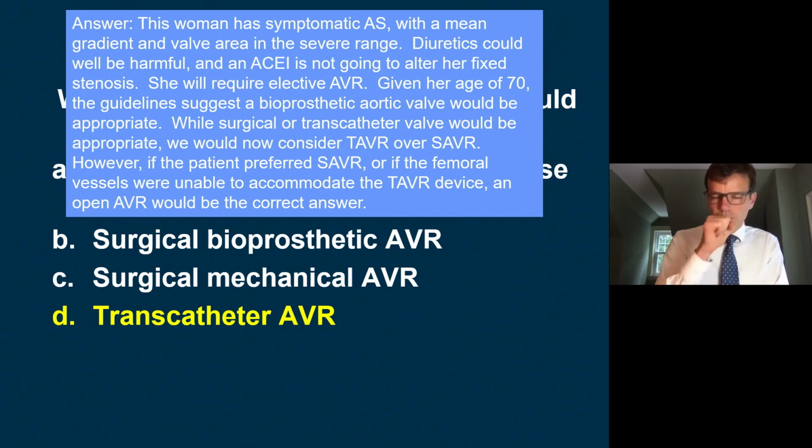The COPD was kind of in there to push you in the direction of a transcatheter valve because, of course, the pulmonary complications of a transcatheter approach are less than a surgical approach.